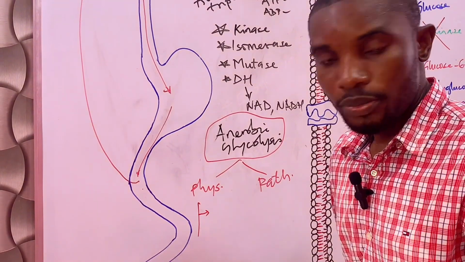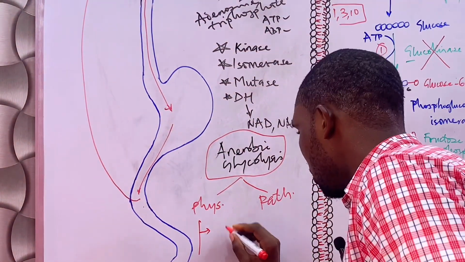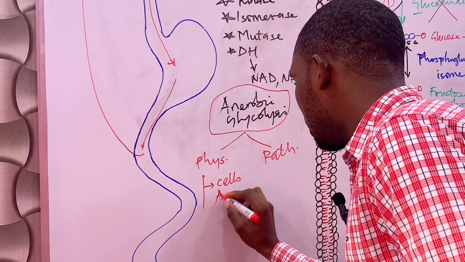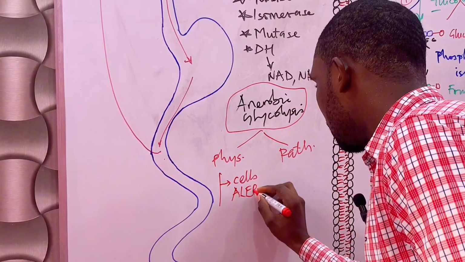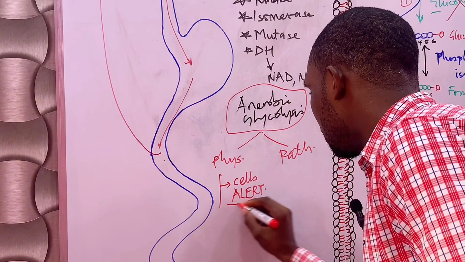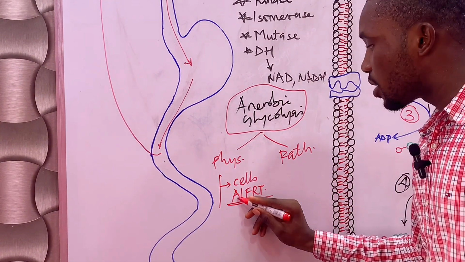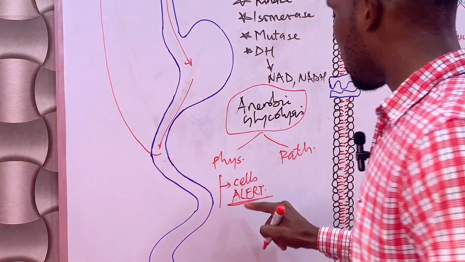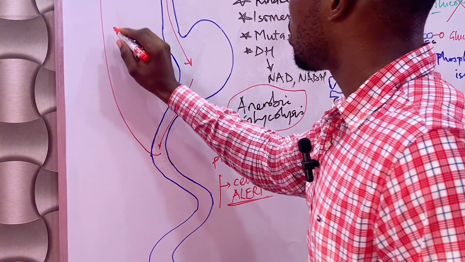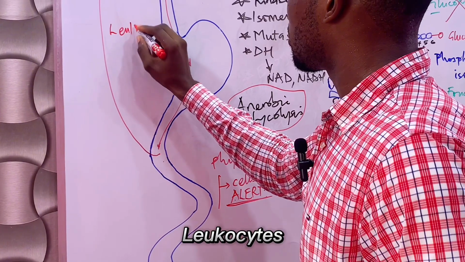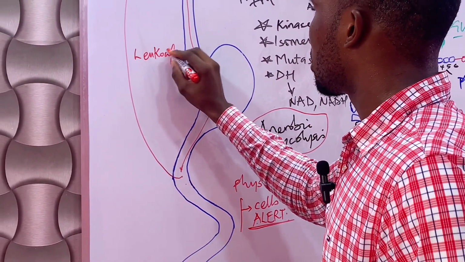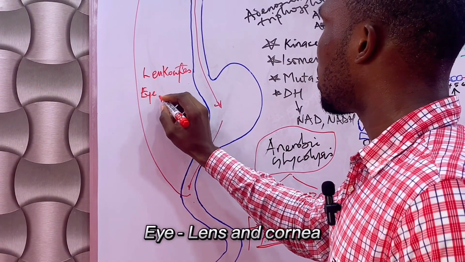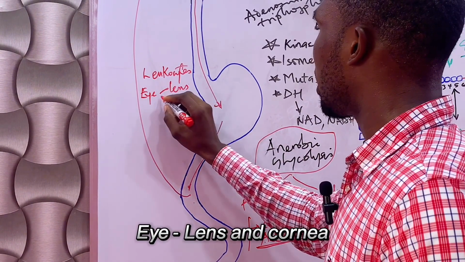No mitochondria. So I'll tell you the cells, and then you can use the mnemonic what? ALERT to remember them. All right. So the A is for what? Anaerobic glycolysis. So the A is for anaerobic glycolysis. The L is for what? Leukocytes. The E is for what? Eye. And under the eye, we have lens and what?